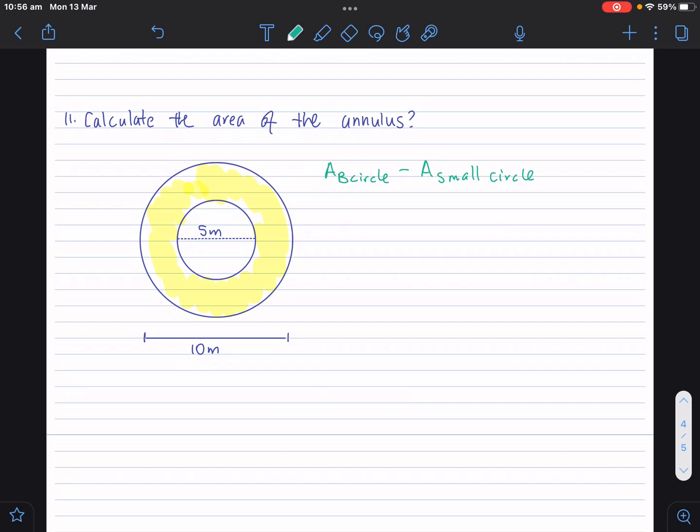So, in order to do that, how do we find the area of a circle? It's pi r squared. So what's the area of the big circle? Pi times, what's the radius? 10 is the diameter, radius is going to be 5 squared, minus the area of the small circle, pi r squared. What's the radius for the small circle? 2.5.